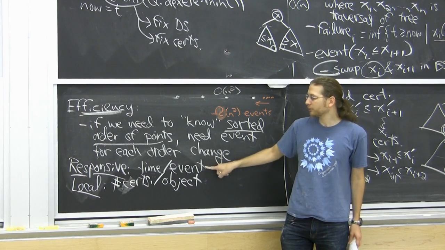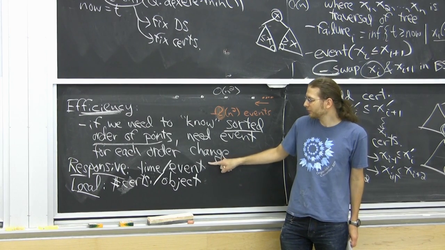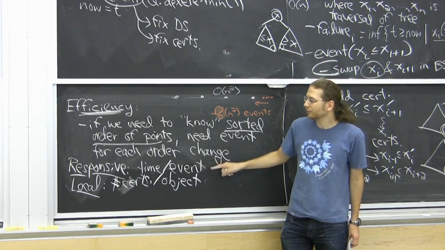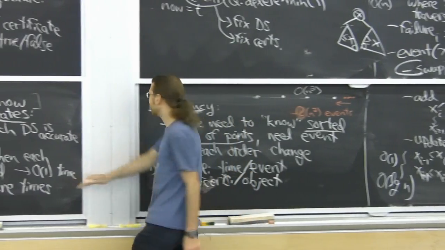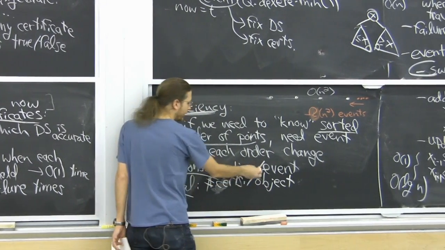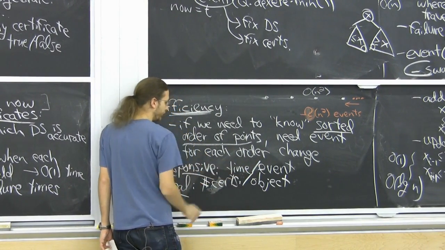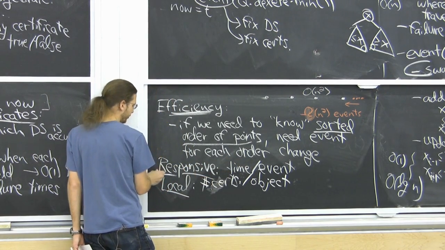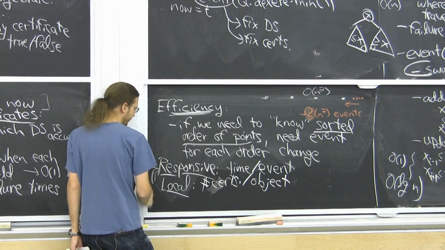Usually locality implies responsiveness. As long as you can update the data structure, you can also update the certificates. You pay a log factor because you're updating a priority queue, but you can update all those events and redo all the certificates in an event, provided you're local. So locality usually implies responsiveness, more or less.